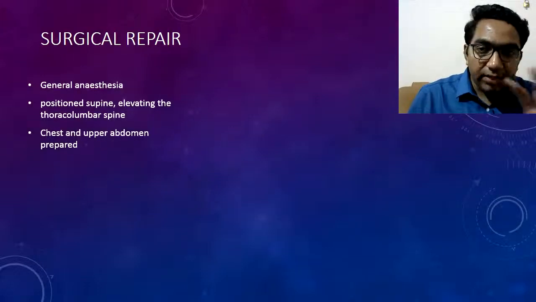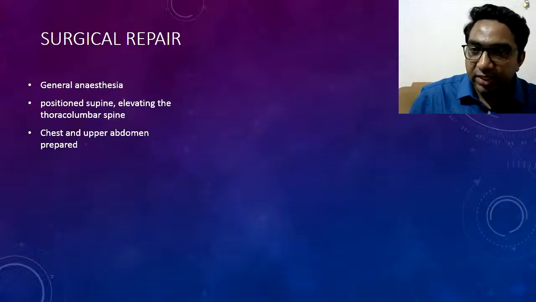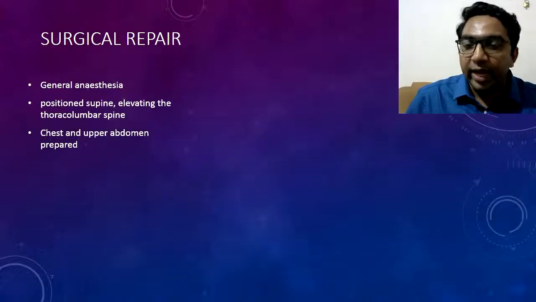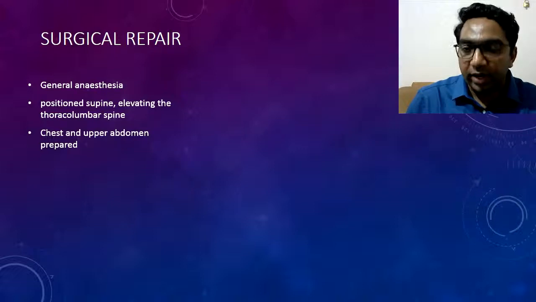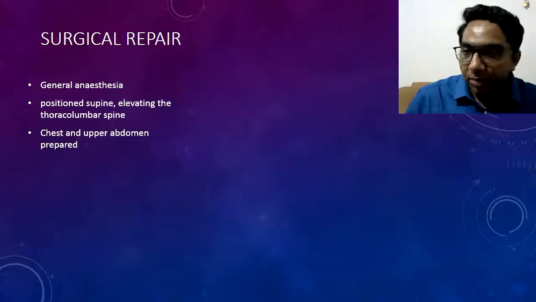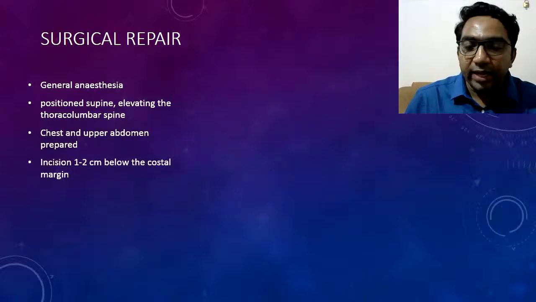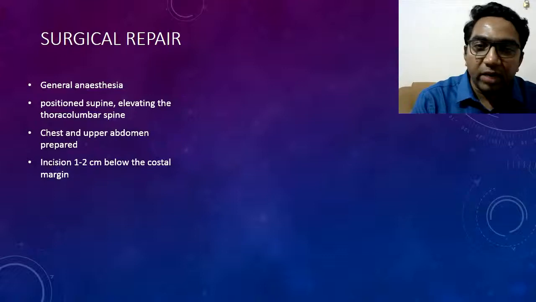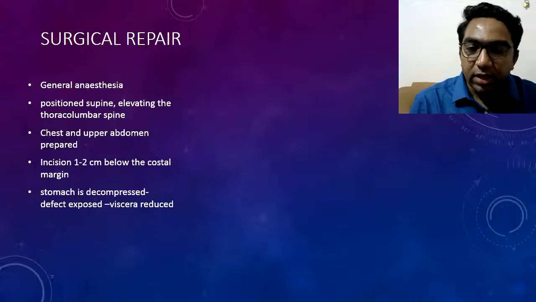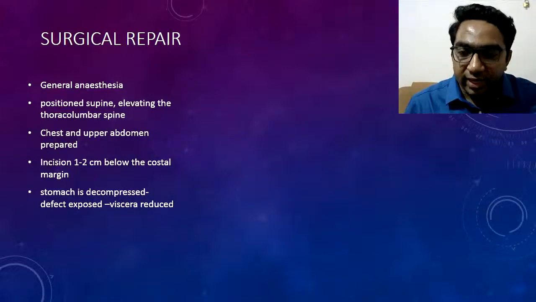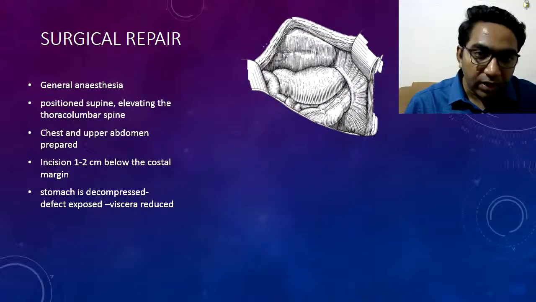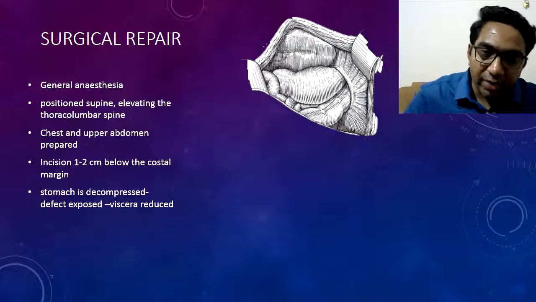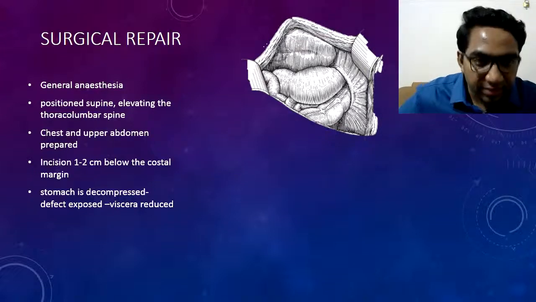Generally, general anesthesia is given for these patients. The patient is positioned supine, elevating the thoracolumbar spine. The chest and upper abdomen are prepared. The incision is made 1 to 2 cm below the costal margin. The stomach is decompressed by nasogastric tube aspiration and the defect is exposed.